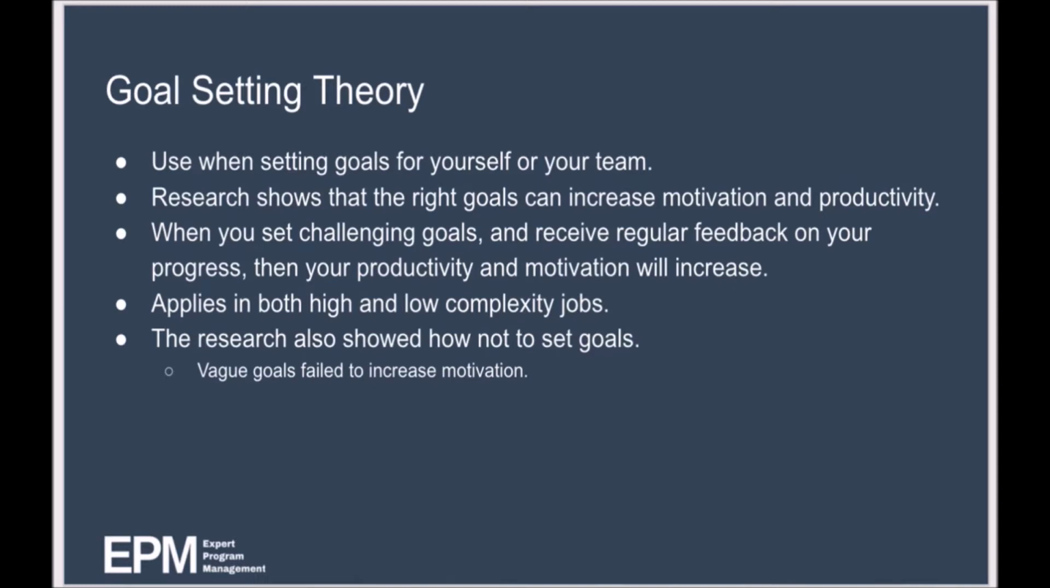Now, as well as showing the types of goals that can increase motivation, their research also showed how not to set goals. They found that setting unspecific or vague goals failed to increase motivation. Now, that might seem really obvious to you that setting vague goals like this won't increase motivation or performance. But the thing to understand here is that the first person to realize and prove this was Locke.